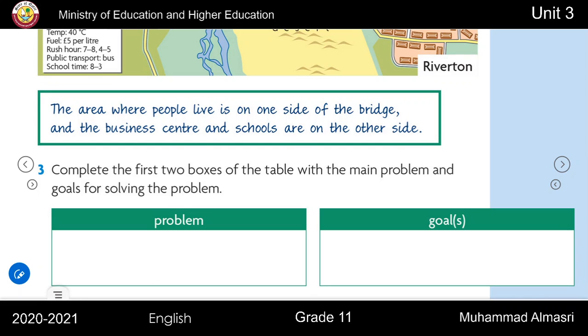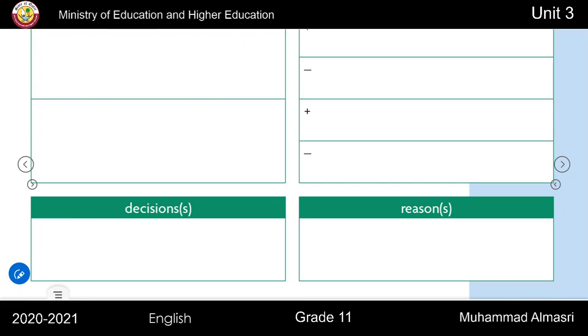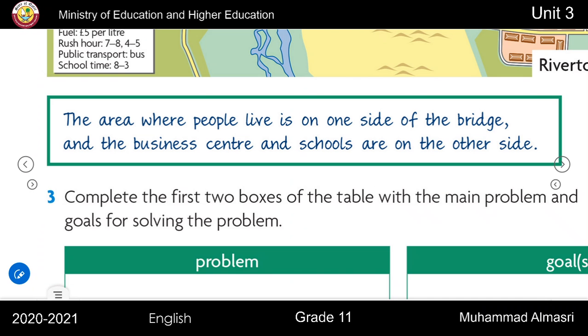Now, you have a similar table to exercise number 1, but this time it's your turn to write the problem, the goals, the solutions, and your proof. Advantages and disadvantages. Your decisions and the reason. An example to start with could be: the area where people live is on one side of the bridge, and the business center and schools are on the other side.